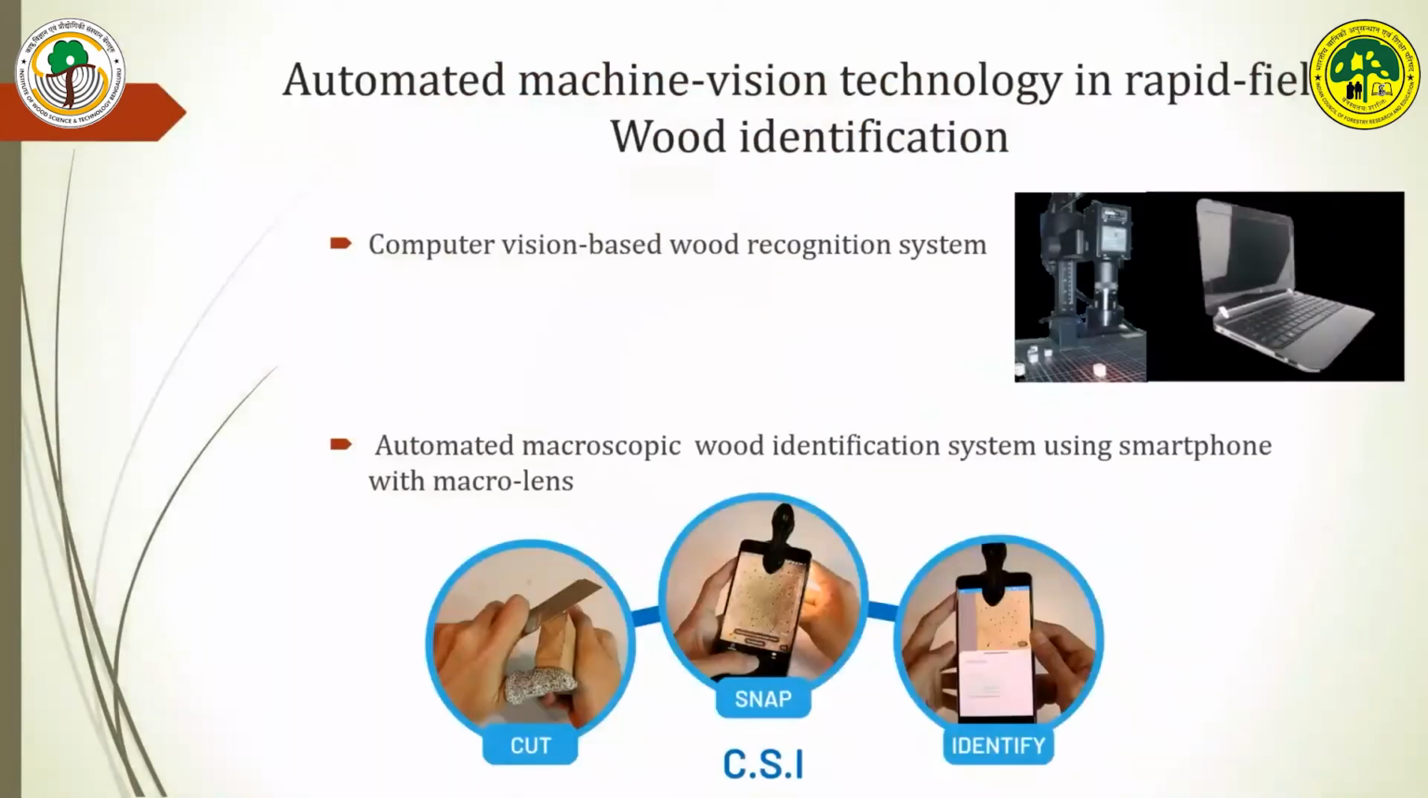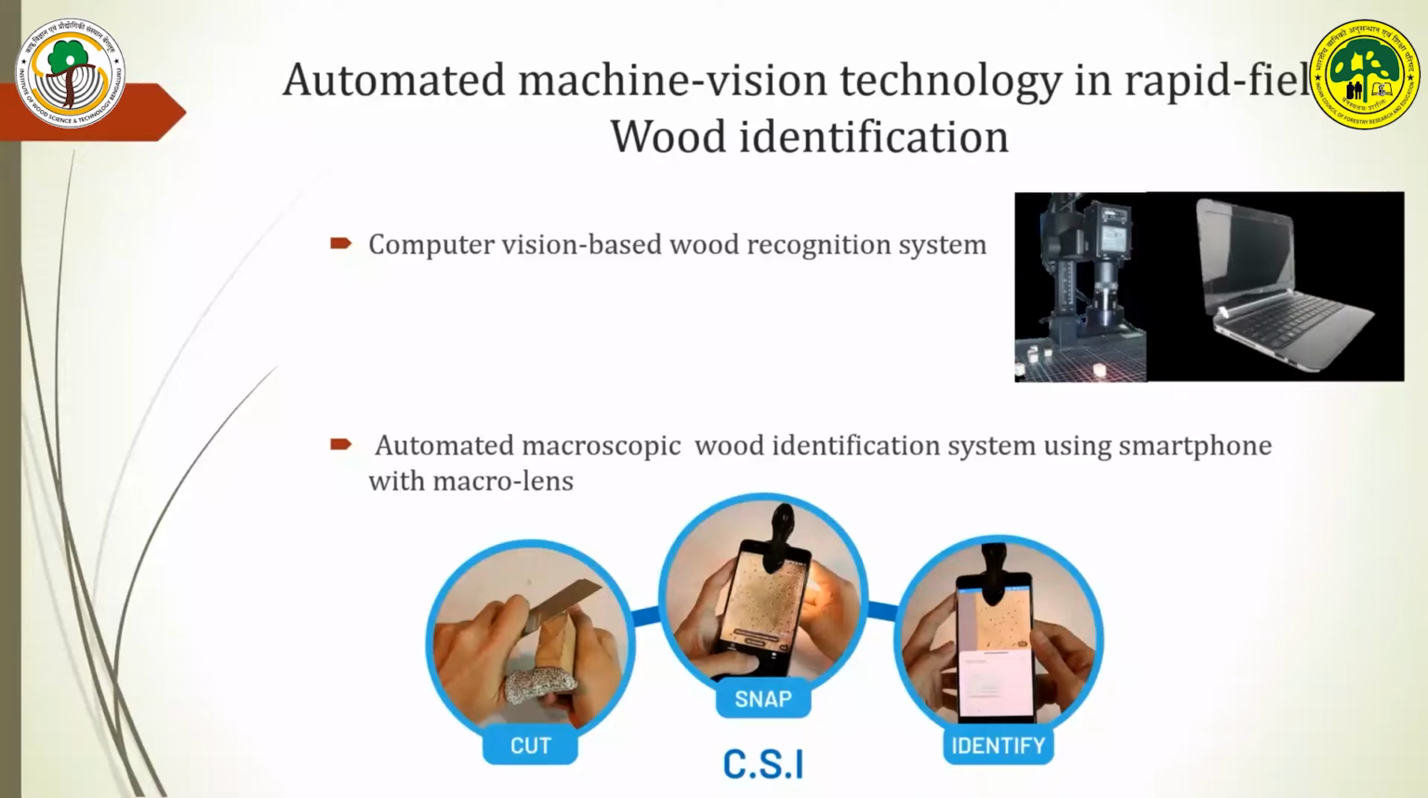Nowadays, automated machine vision technologies have come up for rapid field identification at customs. It is a new technology, and with this technique we can recognize any wood very fast. Some features that the human eye cannot identify, this machine technology can identify.